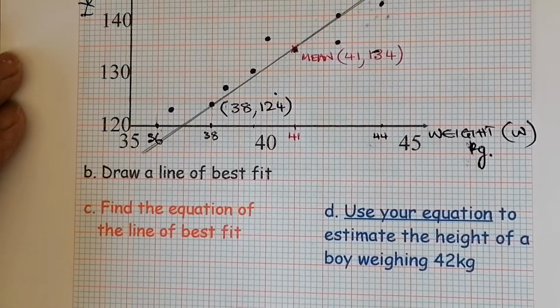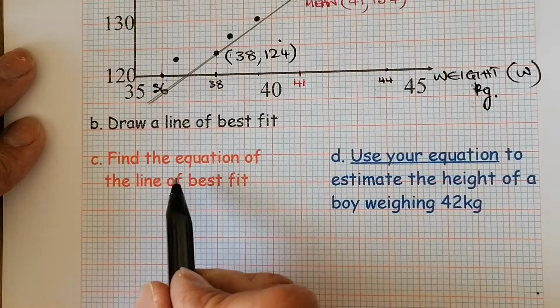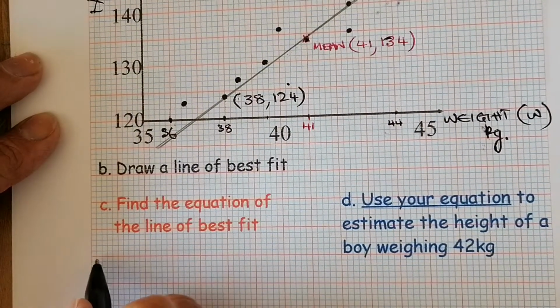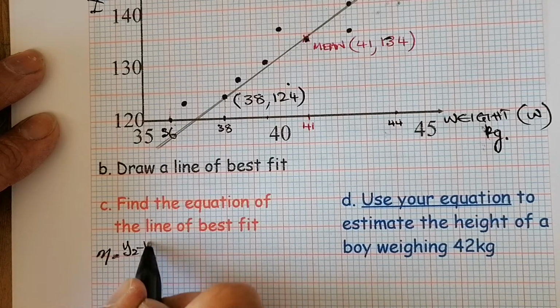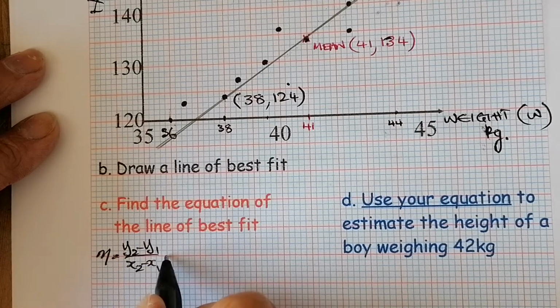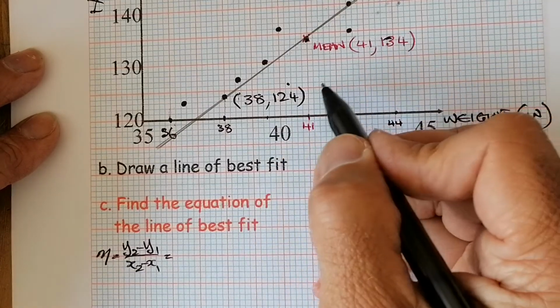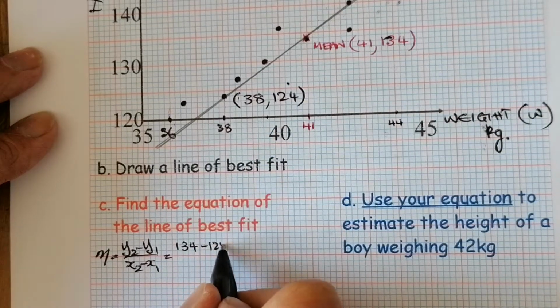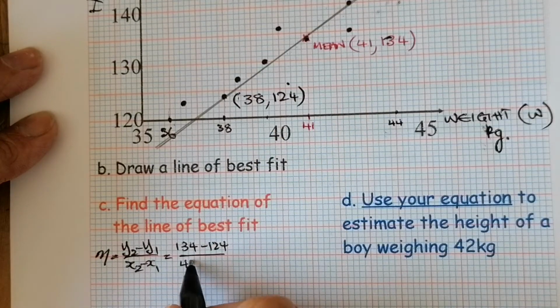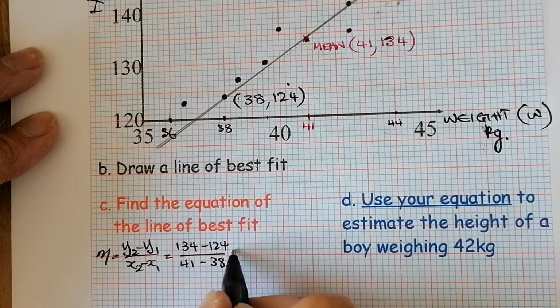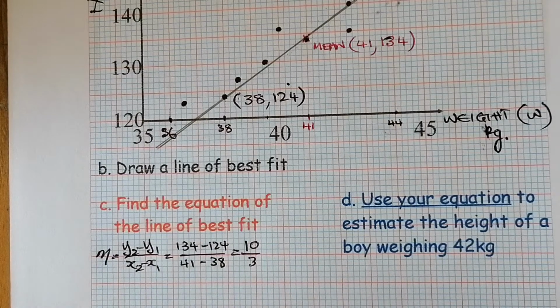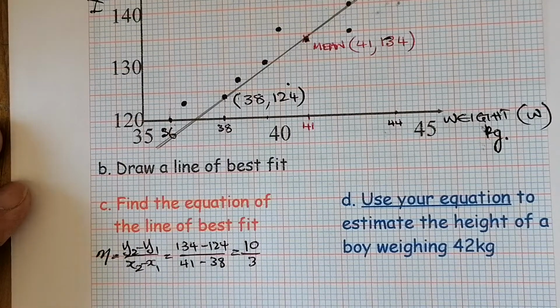Remember, I'll be asked to find the equation of the line of best fit. So let's work out our gradient based on that. My gradient is y2 minus y1 all over x2 minus x1. I'm going to choose 134 for my y2 minus 124, and I've got 41 and I'm going to take away 38. If I work that out, I've got 10 on the top and 3 on the bottom. So there's my gradient. I can't simplify that anymore, so I'm going to leave it as 10 over 3.